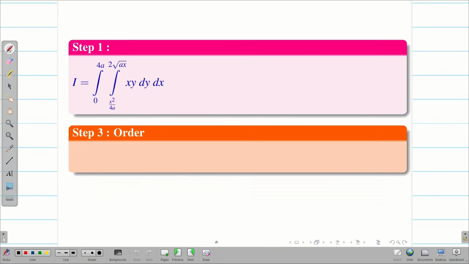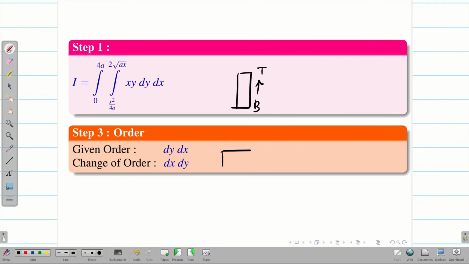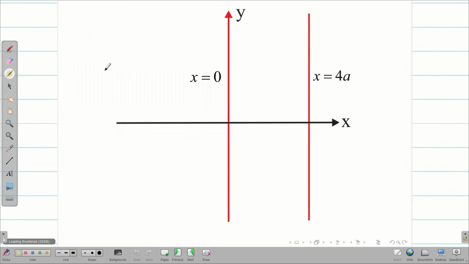Let us go into the given order, which is dy dx, and the changed order is dx dy. That means in the given order we have a vertical strip from bottom to top. The changed order is going to be a horizontal strip from left to right. Next, step 4. In step 4, I am going to draw the diagram directly because in the past 4 or 5 videos, we have become thorough with drawing the figures. We know all the equations, lines, etc. So we have two lines here, that is 0 to 4a. I am going to draw directly. So x equal to 0, x equal to 4a.